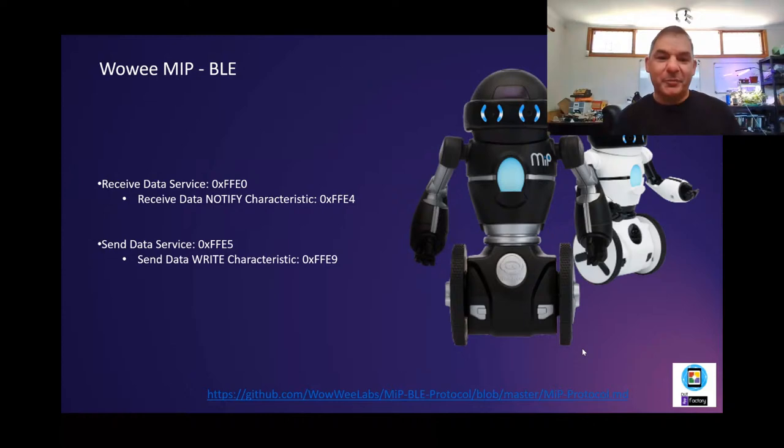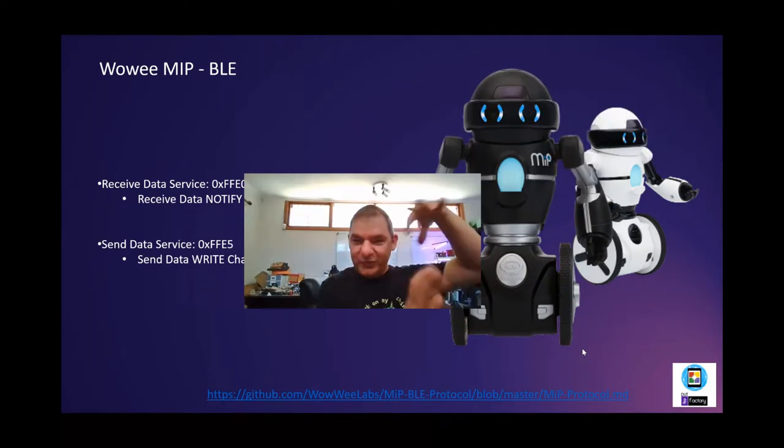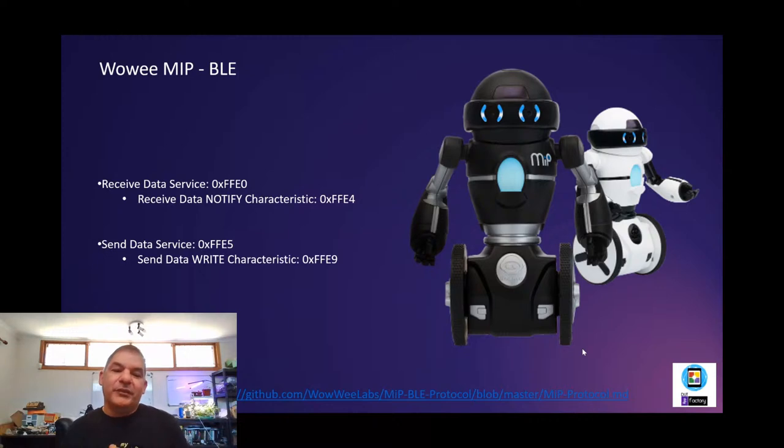Okay, so I always like to use toys to describe sometimes complicated things. In this case, not so complicated. So I've got this MiP from WowWee. It's a little robot that drives around and things like that. So what they've got is basically the ability to receive data, and their service is called 0xFFE0. And then it's got a characteristic in it for receiving data.